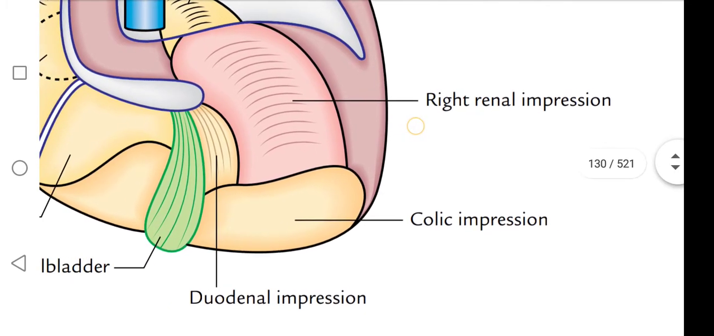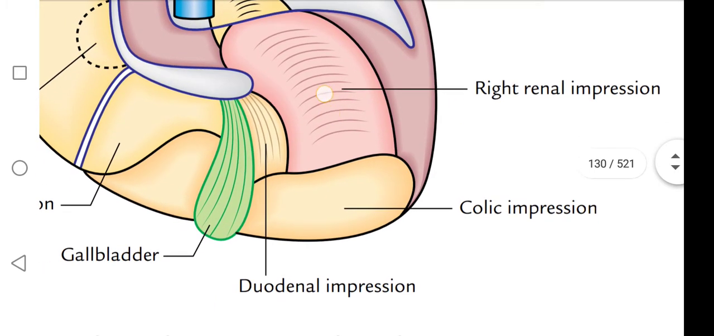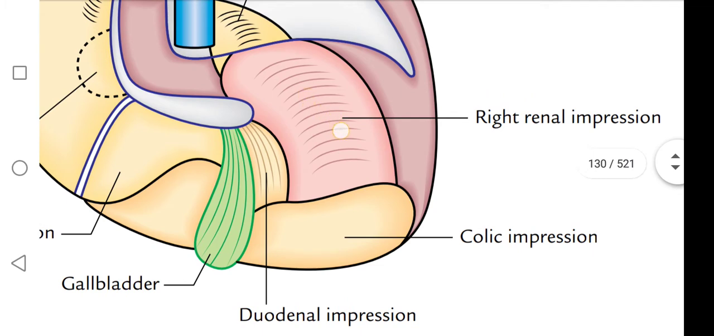See guys, this is the right renal impression. This is the colic impression; the renal impression is present on the inferior surface, posterior to the colic impression and to the right of the duodenal impression.